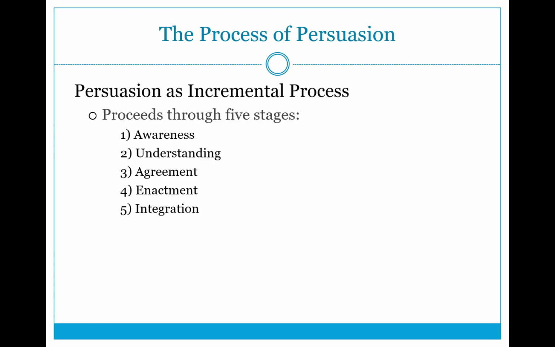The other thing I want to talk about a little bit are the 5 steps of the process of persuasion. These are McGuire's steps of process of persuasion. It's an incremental process. So think about it this way. You start out at a level of awareness, then understanding, then agreement, then enactment, and then integration. This isn't what you do as the speaker. This is what the audience goes through as you're persuading them on your topic.